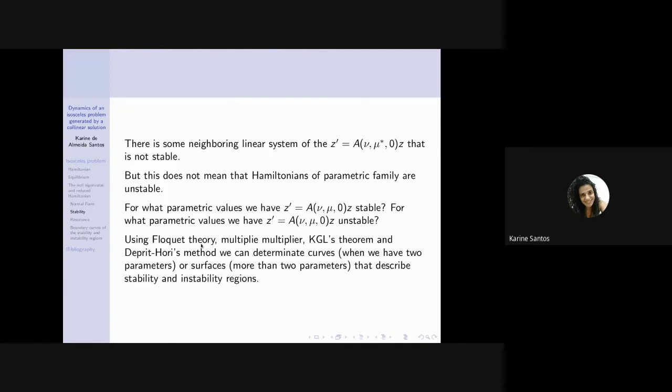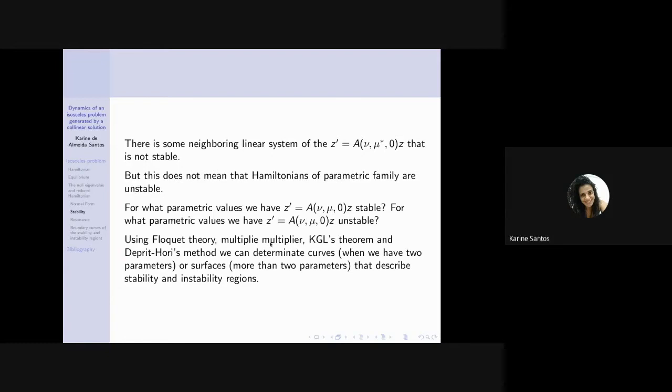Now, using Floquet theory, multipliers, the Krein-Gelfand-Lidskii theorem, and Deprit methods, we can determine curves when we have two parameters, which is our case, or you can obtain surfaces when you have more than two parameters, that describe the stability in the stable regions. In this theory, we need to look at the multipliers, the Krein signature, and the relation of the Krein-Gelfand-Lidskii theorem. And I will not talk about this.